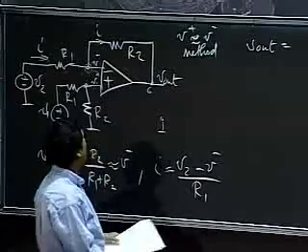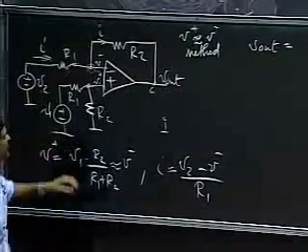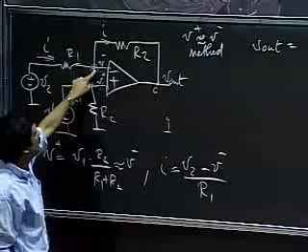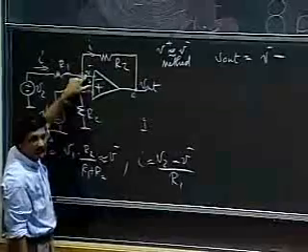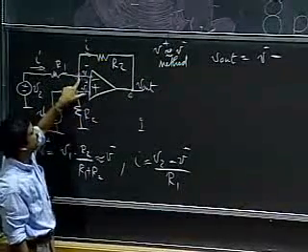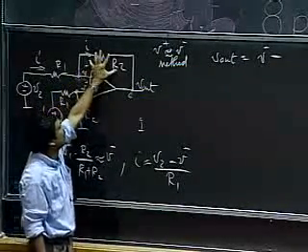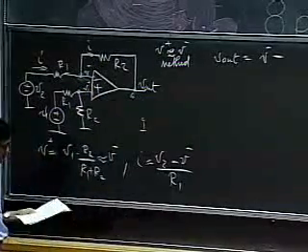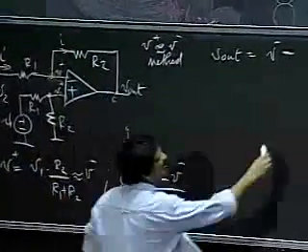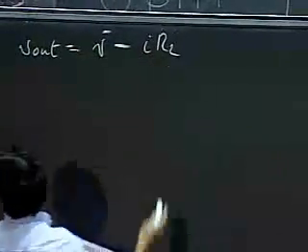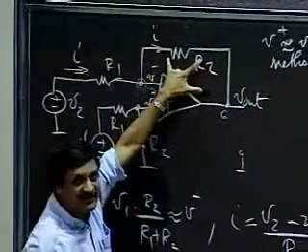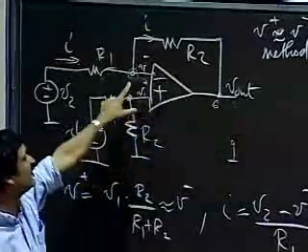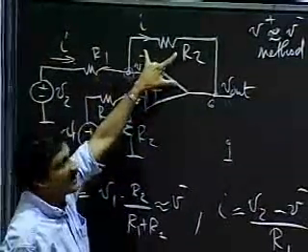So how do I write V out? V out is simply V minus, from KVL, V out is simply V minus minus the drop across this resistor. The drop across that resistor is simply IR2. So it's from good old KVL from the first lecture: a voltage minus the drop across the resistor is equal to V out. So therefore it's simply V minus minus IR2.